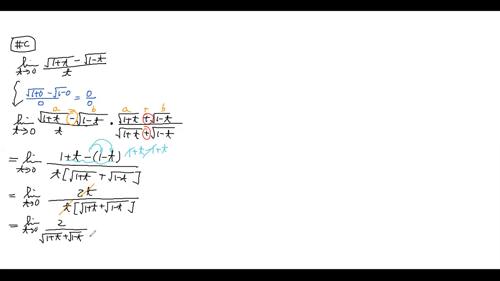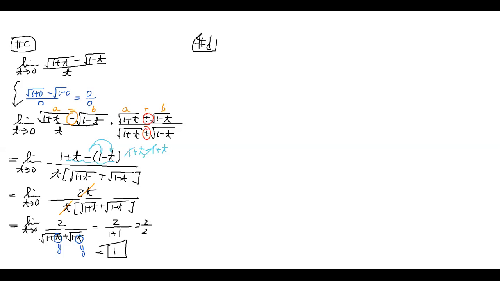Now plug t equal to 0 and see what happens here. So this will be 2, this is 1 plus 1, so this is 1. So it's 2 over 2, and the final answer is 1 for this limit. It's pretty straightforward. Okay, let's take a look at part D.